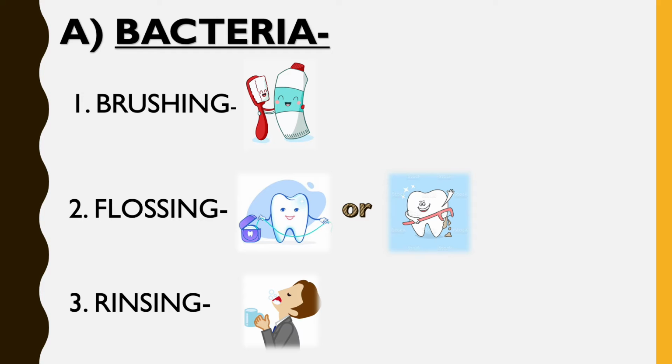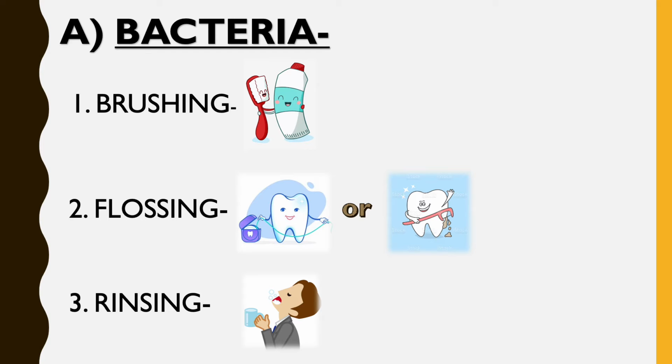Flossing is supposed to be done every day before sleeping, after you've had your last meal, or after your child has had his or her last meal. What flossing does is reach those areas of the tooth which are not possible to reach by brushing. And third is rinsing. Rinsing basically removes the food particles from your mouth.